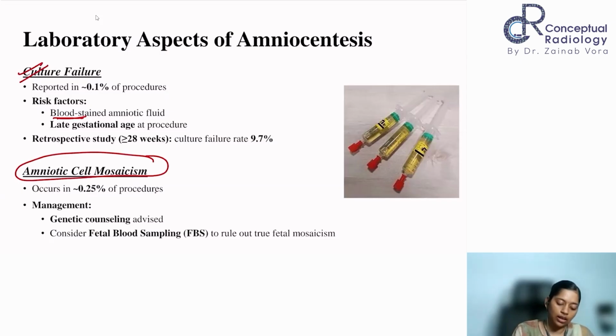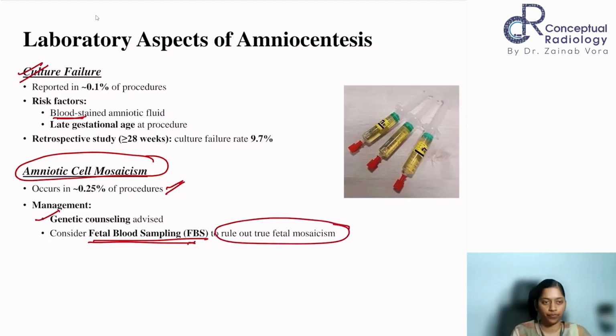This can hamper the progress of the pregnancy or your clinical decision making. Then fetal blood sampling or a repeat amniocentesis, both can be done, but fetal blood sampling will help you rule out true fetal mosaicism.